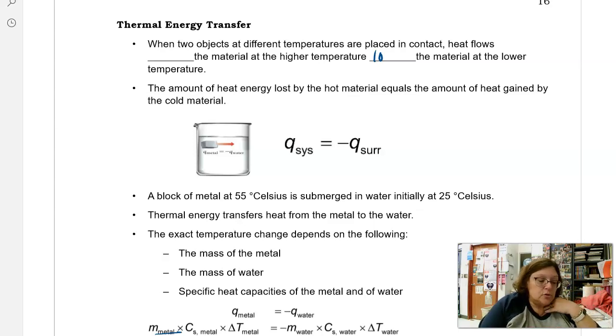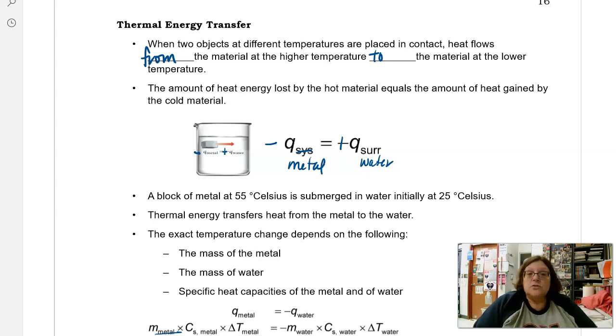When you have two different temperatures, heat flows from the material at the higher temperature to the material at the lower temperature. The amount of heat lost by the hot material equals what's gained by the cold material. Now, this picture's wrong. In this case, the metal is losing heat, so the metal should be negative, and the water should be positive. If the surroundings are the water, that should be positive, and if this is the metal, that should be negative. Okay? So that's what we're going to do.